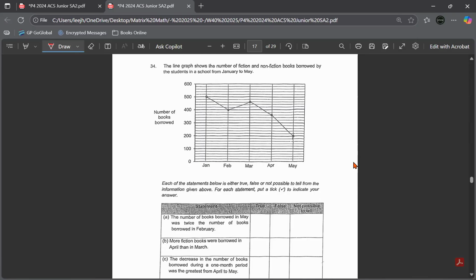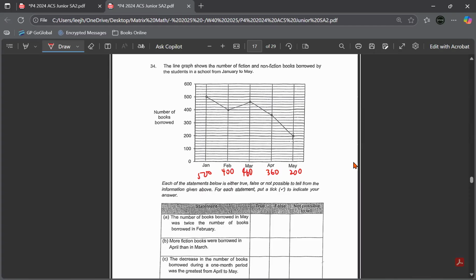So before we do anything, we look at the values. Okay, so if we look at January, how many are there? 500. February got exactly 400. March is what? 400. Each one stands for 20 lah. Okay, because 0 to 100 got 5 markings. Each one represents a value of 20. So this is 400, 420, 440, 460. April will be here. 300, 320, 340, 360. May is actually exactly 200.